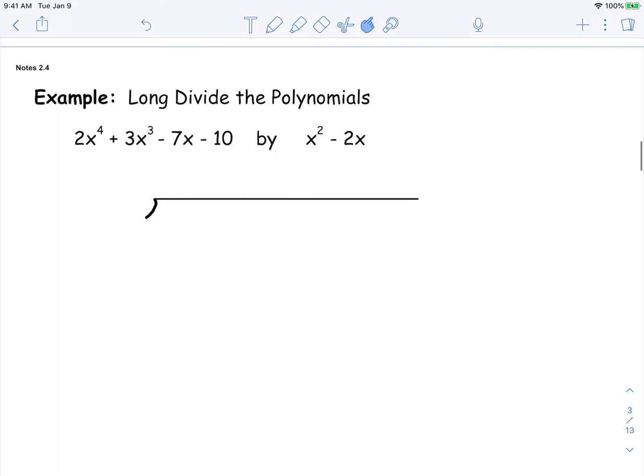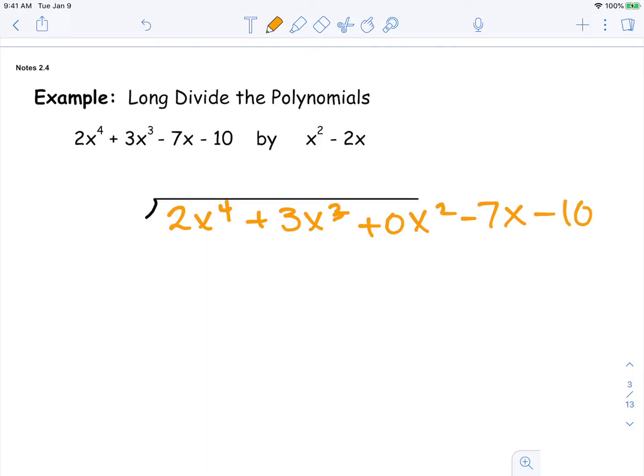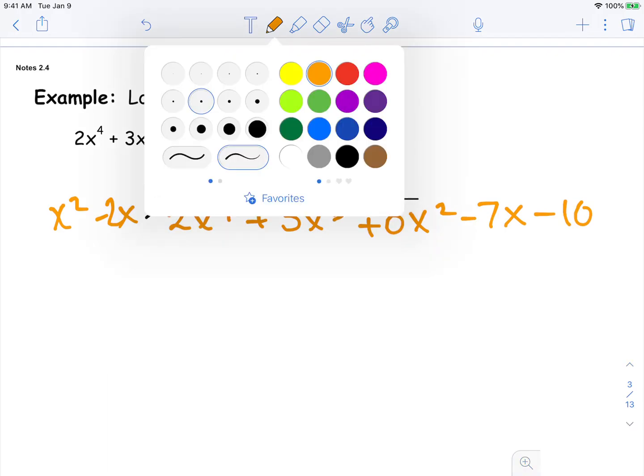All right, let's do another long division problem. So what's underneath is 2x to the 4th plus 3x cubed. Now there's a little problem there. There isn't an x squared term, so we're going to put a 0x squared, and then minus 7x, and then minus 10. And we're going to divide it by x squared minus 2x. All right, so we're going to go ahead and divide.